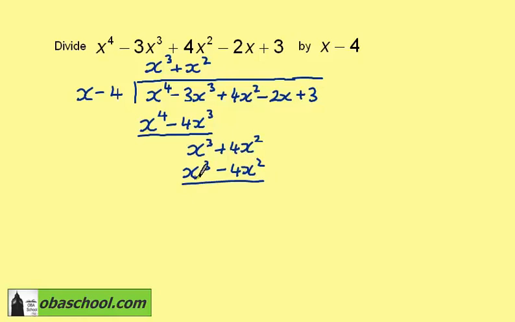x cubed minus x cubed disappears. 4x squared minus 4x squared becomes 4x squared plus 4x squared, which is 8x squared. We then bring down the minus 2x.